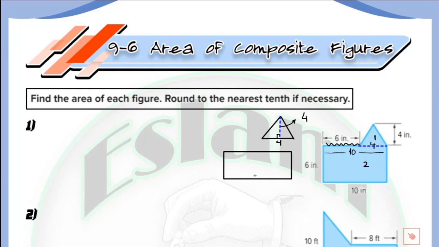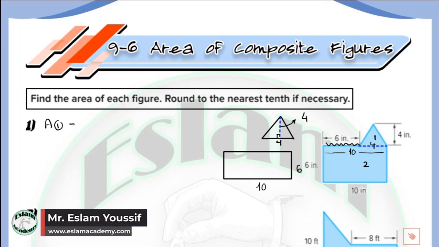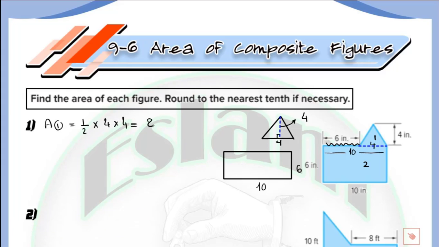Now we need to find the dimensions of the rectangle. The rectangle has length equal to 10 and the width equal to 6. The area of the triangle equals half multiplied by the length of the base times the height, which is 1/2 times 4 times 4. The answer will be equal to 8 square inches. The area of the rectangle will be equal to length multiplied by width, which is 10 multiplied by 6. By multiplying, you will find that the answer will be equal to 60 square inches.